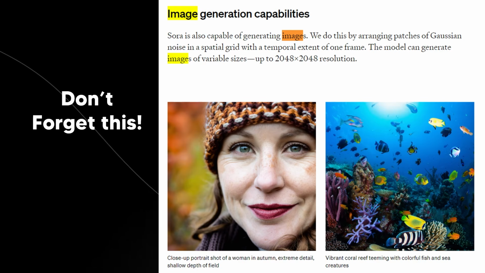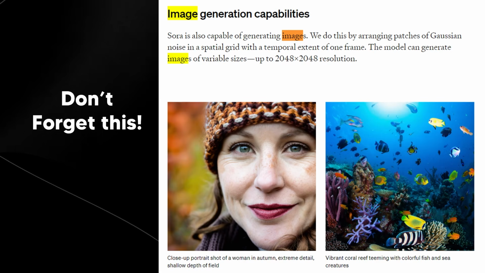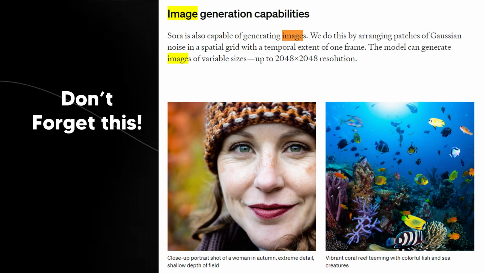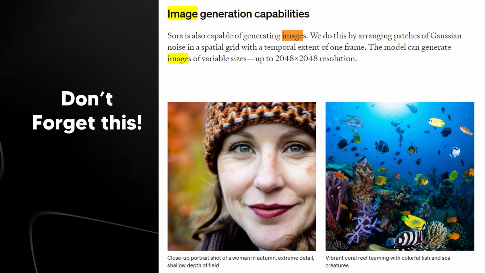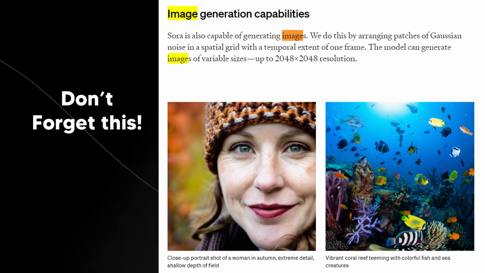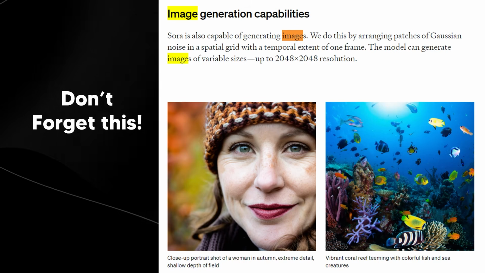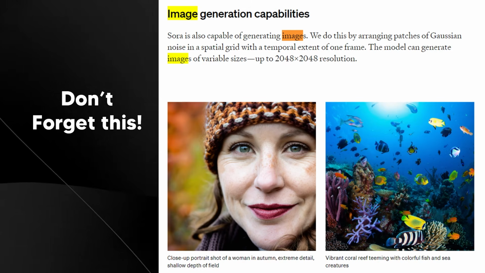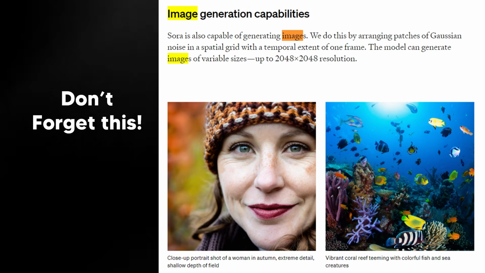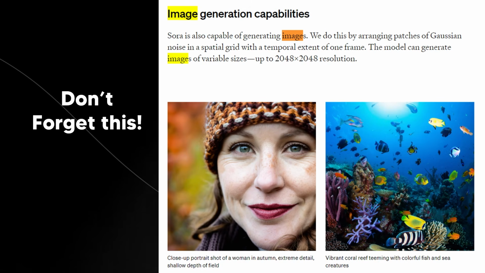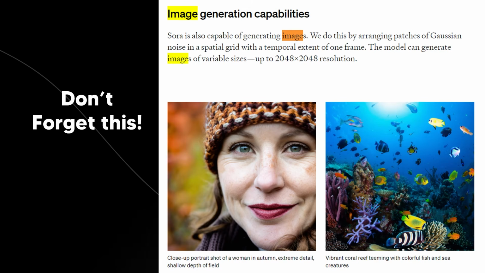Now, in addition, something that I did just want to add quickly was, of course, the image generation capabilities of OpenAI's Sora. It's actually able to generate images, and they do this by arranging patches of Gaussian noise in a spatial grid with a temporal extent of 1 frame, and they can generate images up to 2K quality. And you can see that these images are really, really good and are actually on the level of Midjourney. One thing that I do like about OpenAI's DALL-E 3 is that it is actually pretty good at understanding exactly what you mean when you type it. Midjourney is more focused on, I guess you could say, quality.